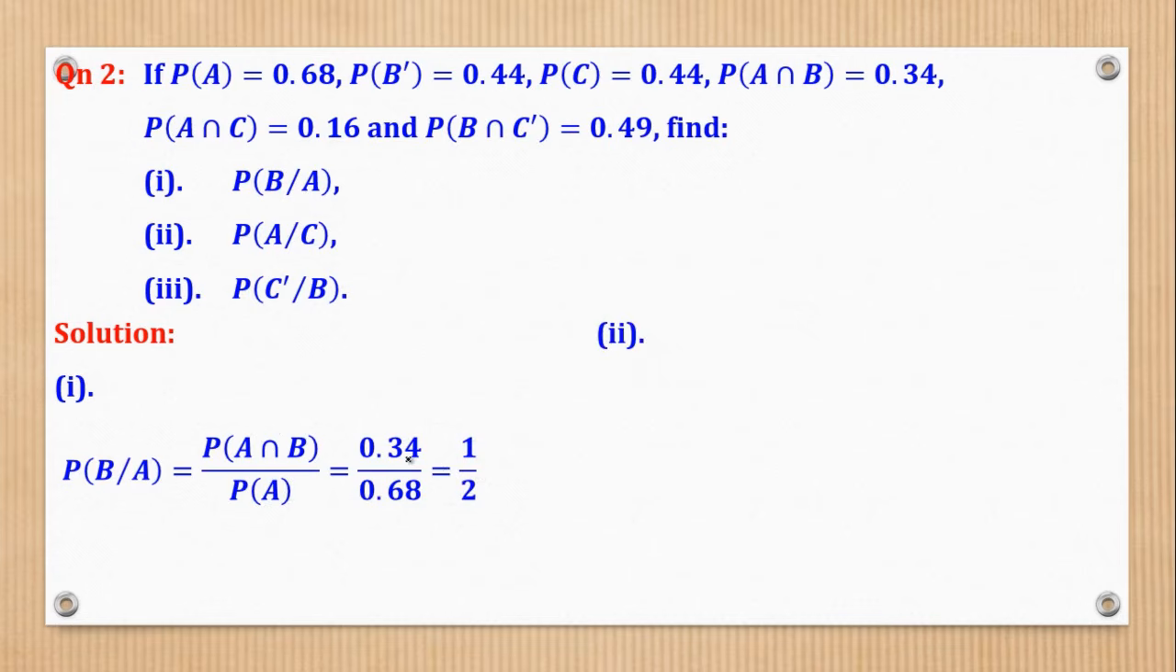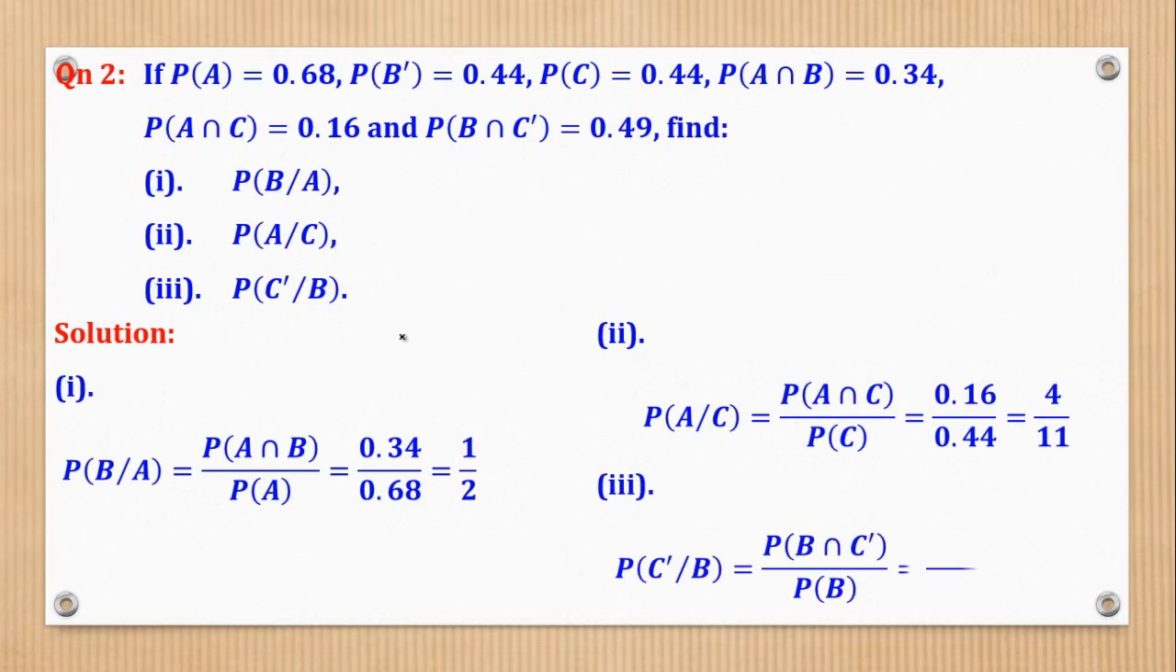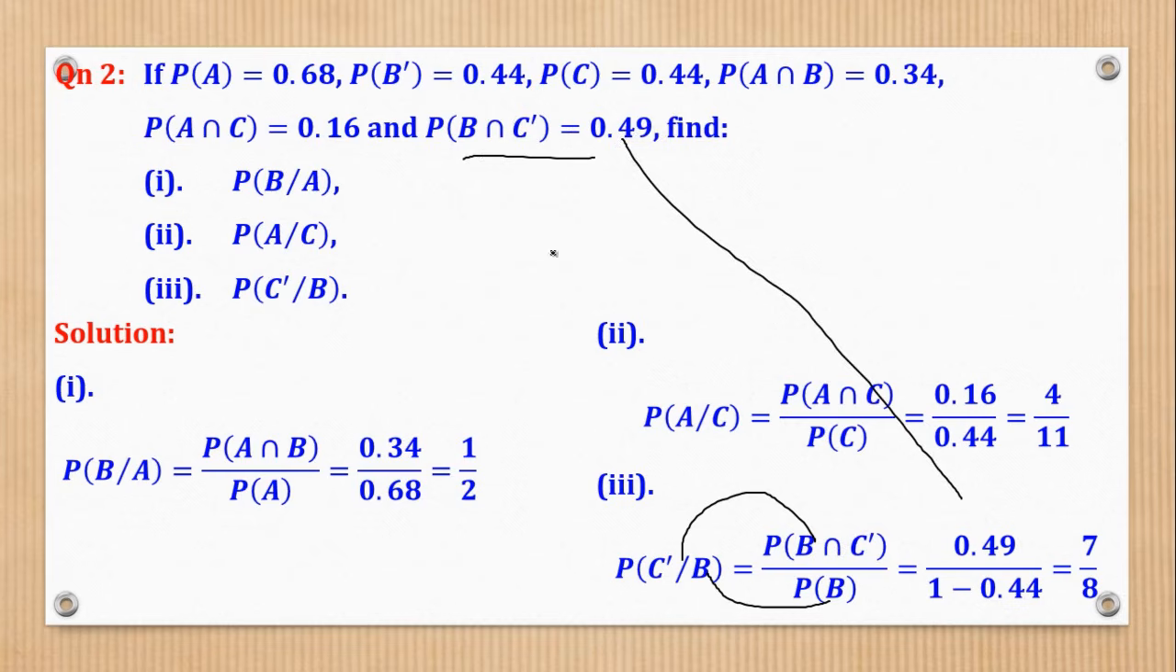Then Roman 2, A/C. Still the intersection goes in the numerator, and what has already occurred goes in the denominator. Then you substitute for the intersection and probability of C to come up with 4/11, which they wanted. Then C complement/B. Still the numerator is the intersection and the denominator is what has already occurred. B intersection C complement is here, so just write it. Then probability of B: the good thing is we have the probability of B complement, so I can easily get the probability of B by saying 1 minus that complement. When I use the calculator, I'll come up with 7/8 as the answer.